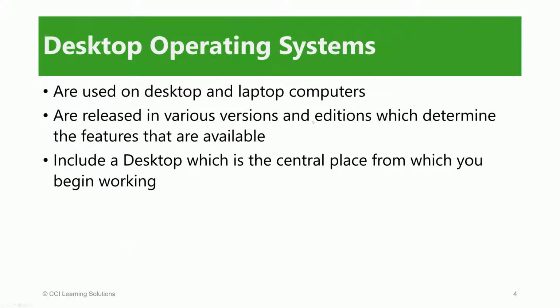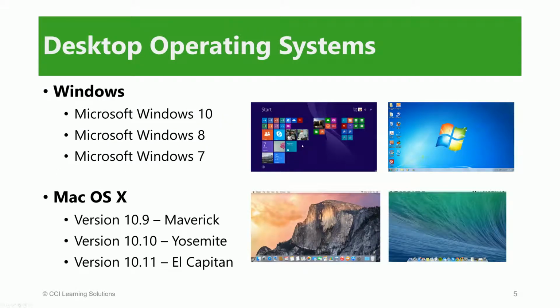Our desktop operating systems are used on desktop and laptop computers. They are released in various versions and editions, which determine the features that are available, and include a desktop, which is the central place from which you begin working. So here we have the Windows operating system and Mac OS X.